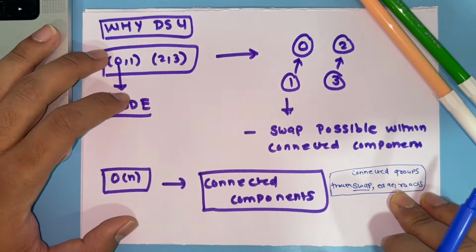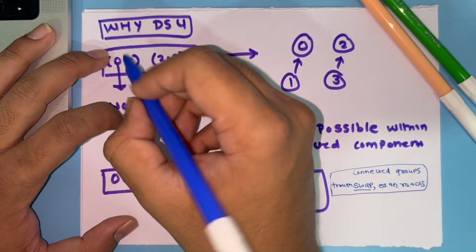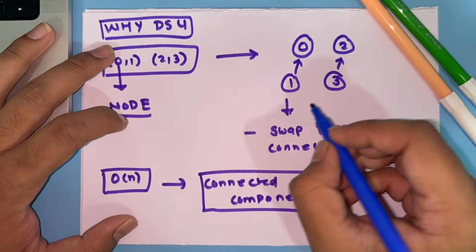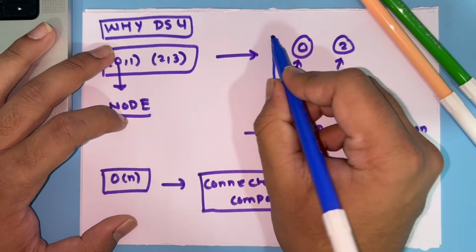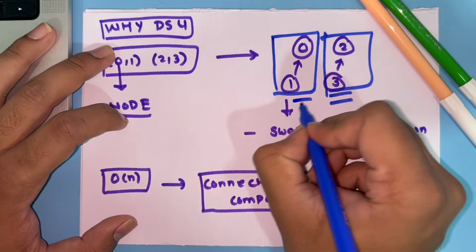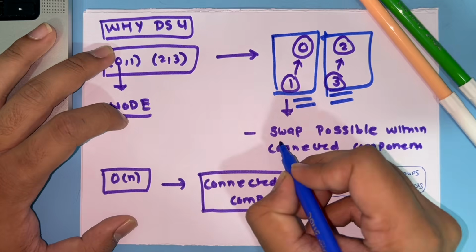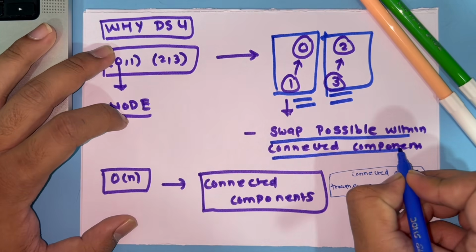Okay, so let's think of this as a graph. Every index in this allowed swaps array is a node, and each allowed swap is an edge. So this creates two connected components, and we have seen that we have created groups, right? And the swap was possible within those groups only. So here also the swap is possible within connected components only.